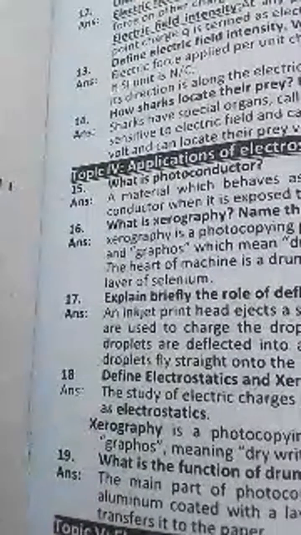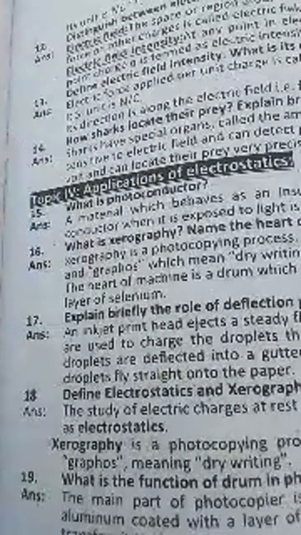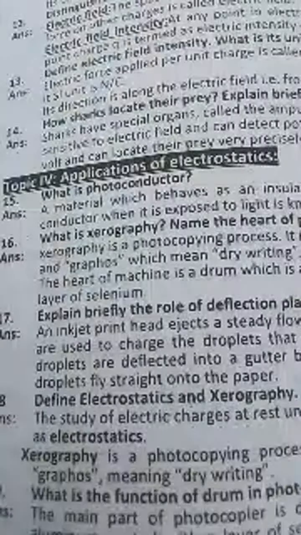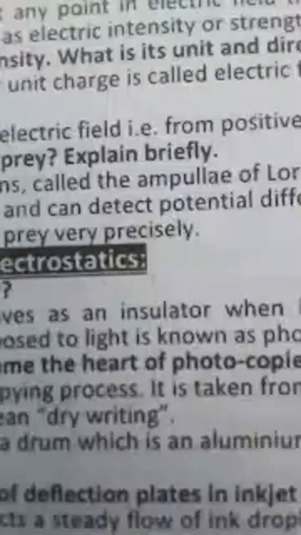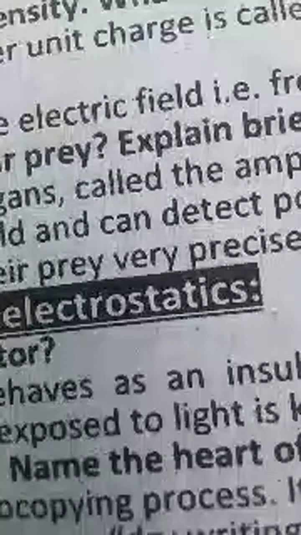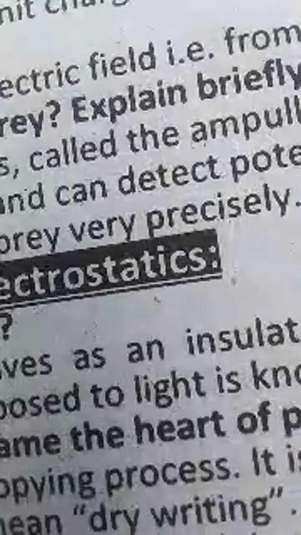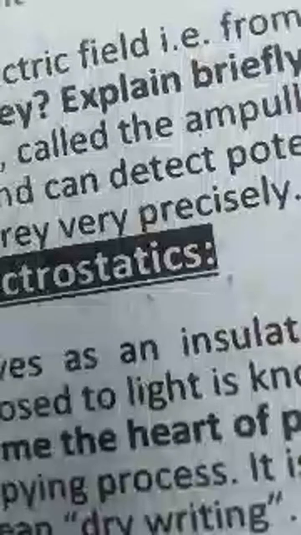Define electric intensity and give its units. The electrostatic force per unit test charge at a specific point in the electric field is called electric field intensity. E is equal to F over q naught. Its unit is N per C.